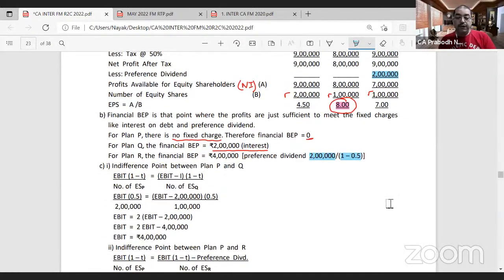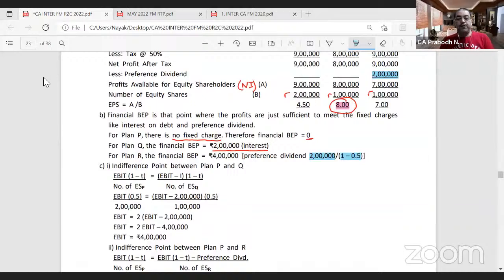Now, this is for range calculation. For range calculation, I will have to calculate the indifference point between all the 3 plans. Since 3 plans are there, there normally should be 3 indifference points. Between P and Q, one indifference point. Between Q and R, one indifference point. And between P and R, one indifference point. So like that, we should be having three indifference points.